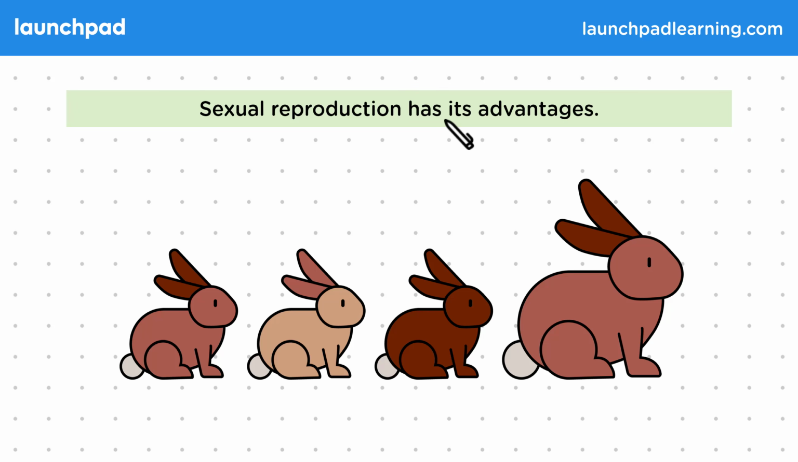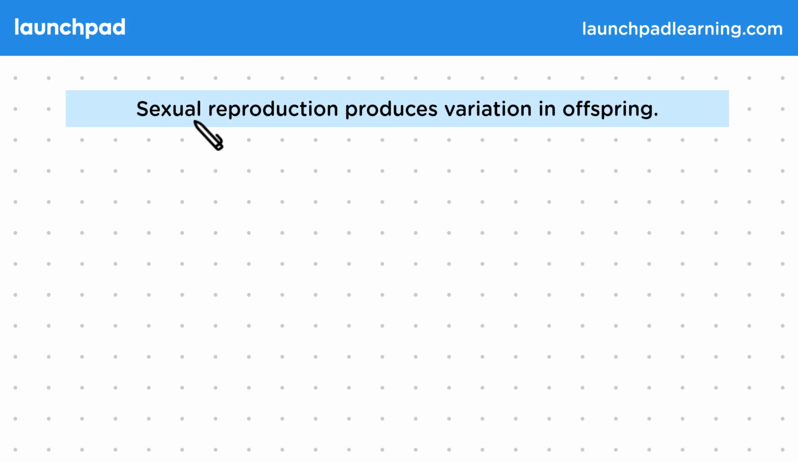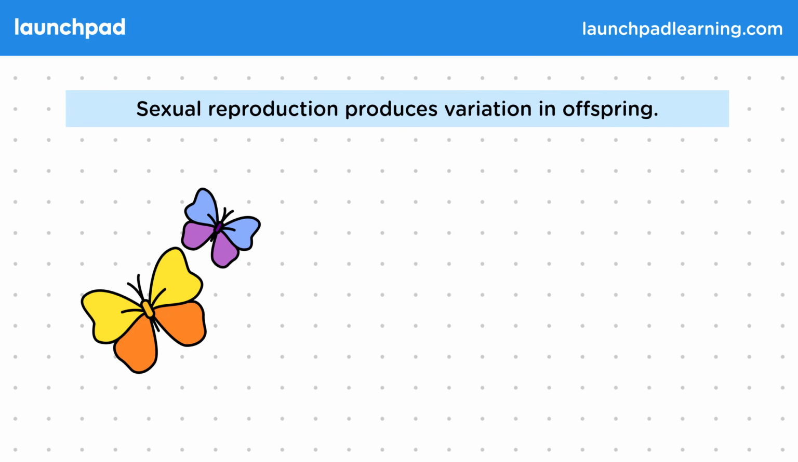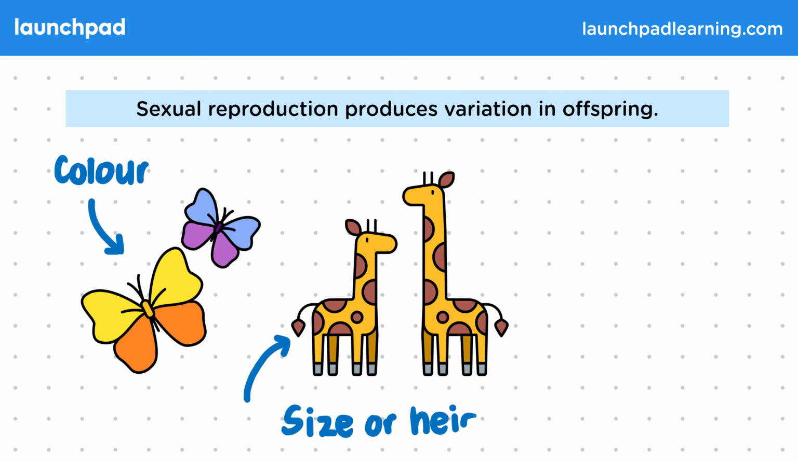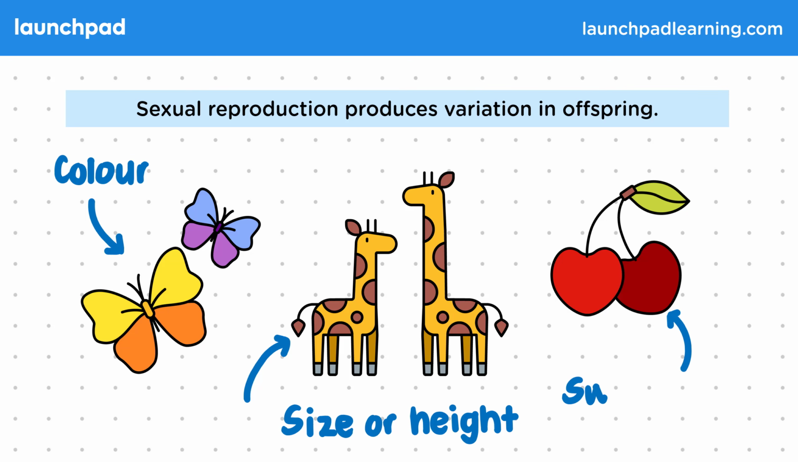Sexual reproduction has its advantages. So, what are these advantages? Sexual reproduction produces variation in offspring. These images show some examples of genetic variation in animals and plants. For example, colour, size or height, and also sweetness when it comes to fruit. There are many other examples, and not all physical, some could be behavioural.